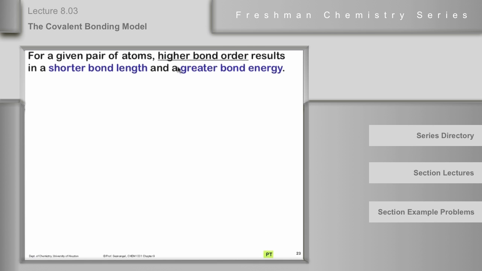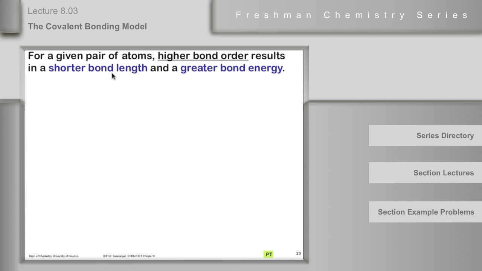Now, the effect of the bond order is easily predictable. A higher bond order, 2 instead of 1, for example, leads to a shorter bond length. A stronger bond is a shorter bond.